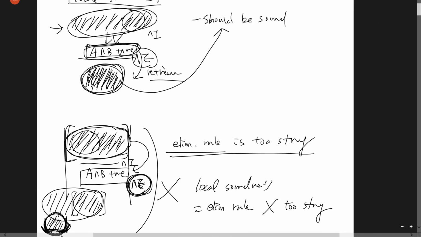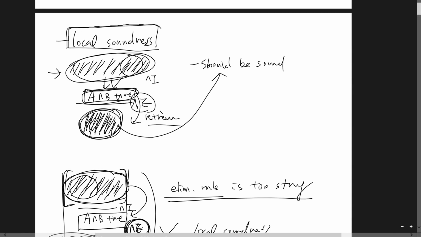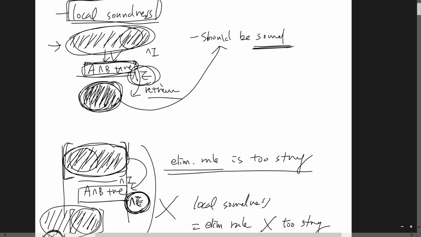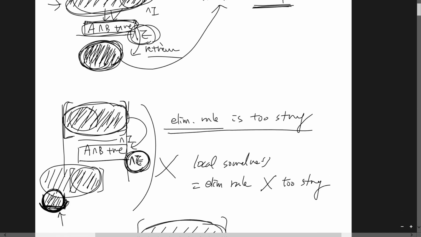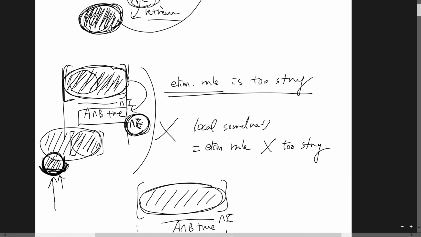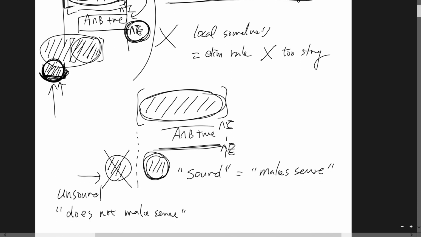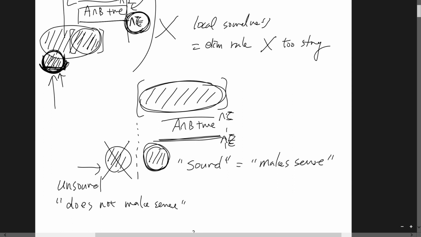So to summarize, local soundness says that the new judgment that you obtain by applying the elimination rule is sound in some sense. What that means is that it is going to be part of the original knowledge. If local soundness fails, you can generate something completely unrelated to the original knowledge. That would mean that the elimination rule is too strong. So that's what the local soundness property is about.